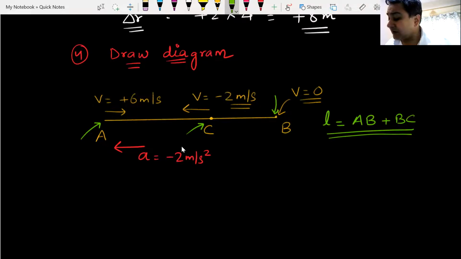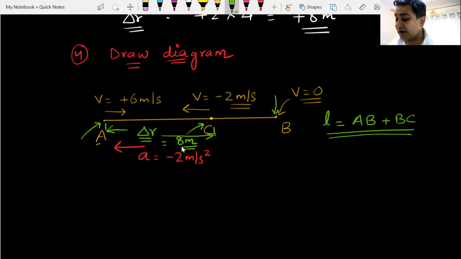Can anyone tell me what is A to C? A to C is the displacement that we have already calculated. Am I clear with this? We have already calculated the displacement from A to C, yes or no? And how much was coming? It was coming as +8. That means the length of the path from A to C is 8 meters. Is everyone getting me? We have already calculated our displacement.